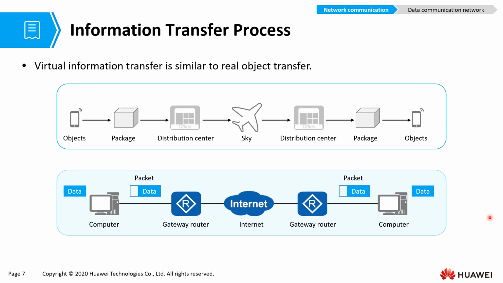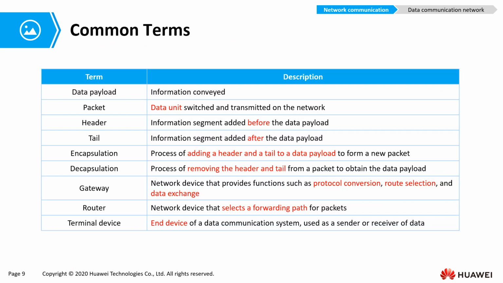The network cable functions similarly to the highway. The network cable is the medium for information transfer. This is all about the information transfer process.